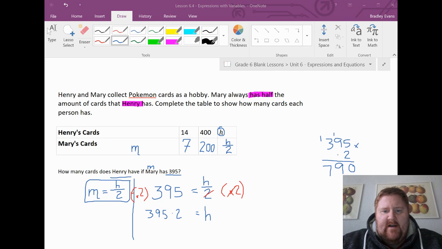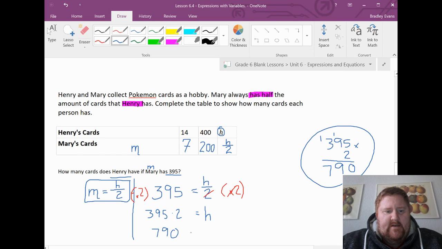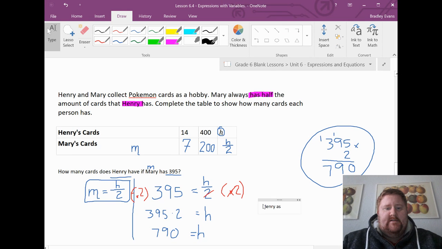Okay, so 395 times 2, I calculated to be 790. So 790 equals h. All right, let's make sure we answer our question correctly. The question says, how many cards does Henry have? Henry has 790.